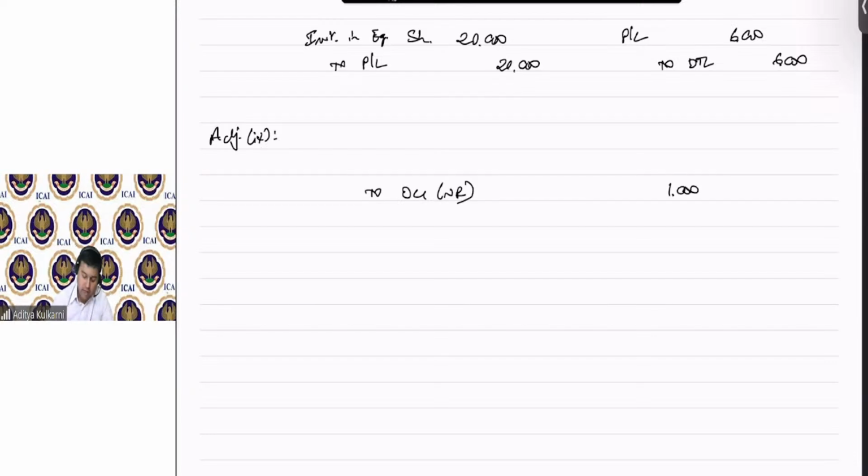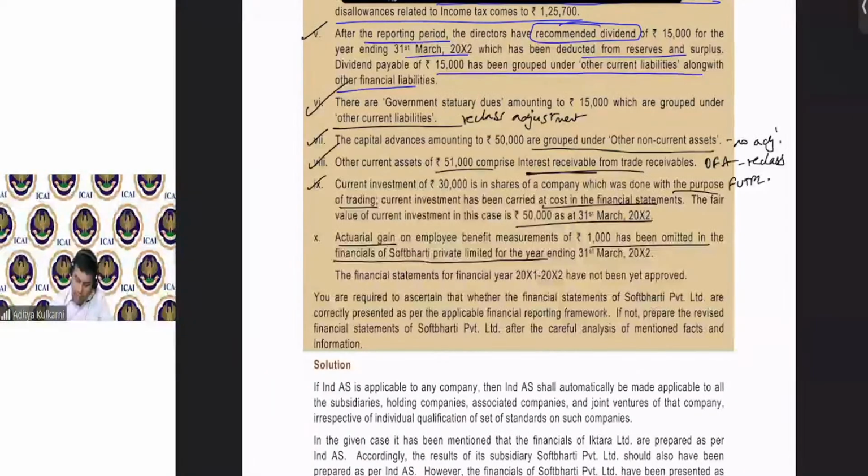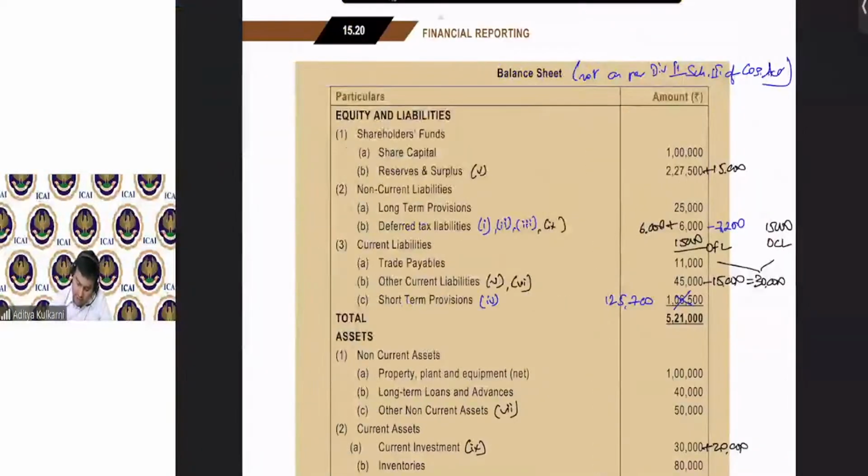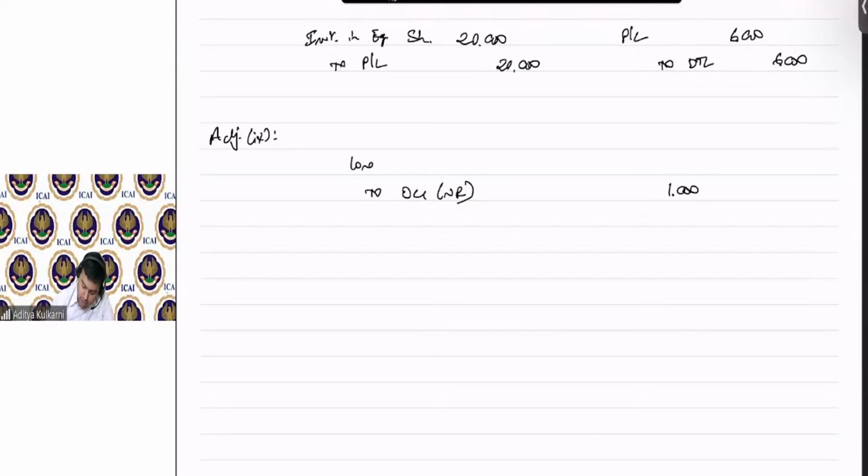What will be the debit? Sir, for the debit there is only one item that makes sense, and that is long-term provisions. Because nowhere else have I seen any other head that makes sense. So long-term provisions 1000.